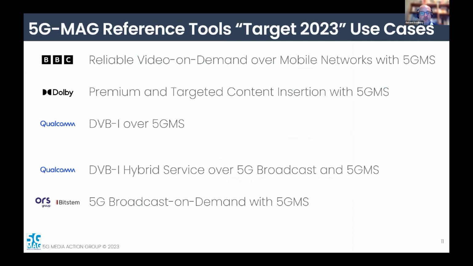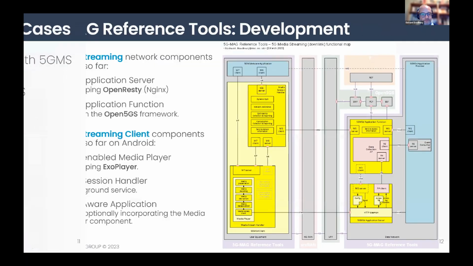5G-MAG developed a load of use cases a couple of summers ago. They're summarized there. I won't go through them in any great detail, just to say that we've been working on the first 3 for the past year or so. And they all concern 5G media streaming. The 2 at the bottom are things that will be enabled by this work to deliver hybrid services. And DVB-I is one I'll come back to at the end.